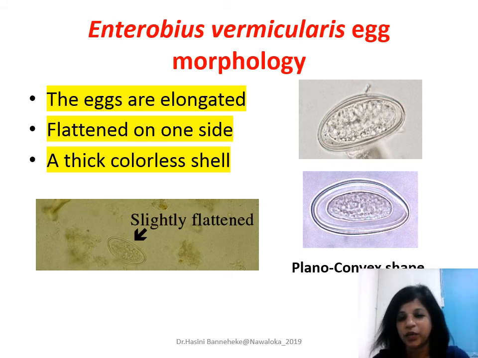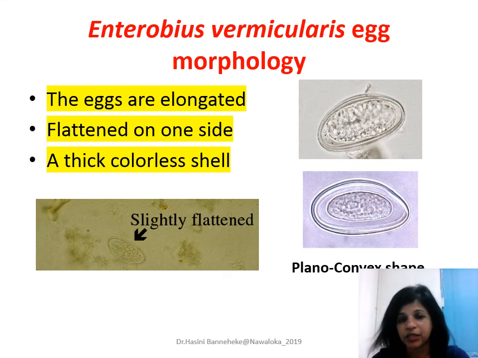You could see the plano-convex shape. That means one side is flattened, the other side is convex, that means curved. It has the tadpole larva inside, which may be seen or not, or you may not recognize. Obviously you can see it, but the tadpole appearance may not be very obvious.